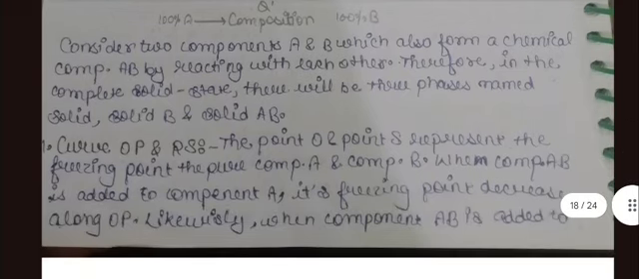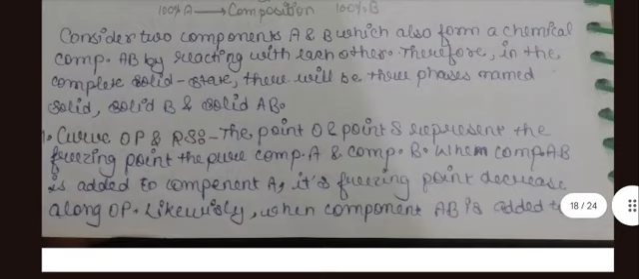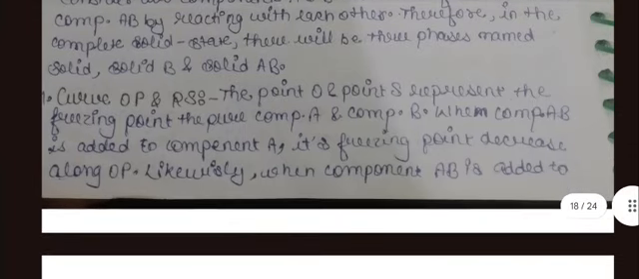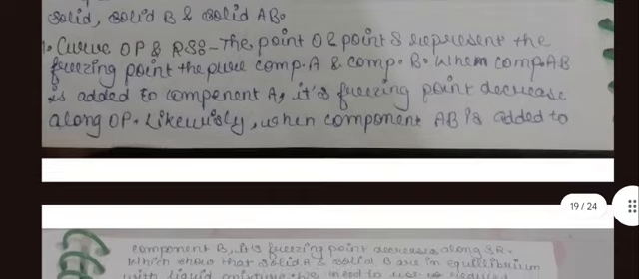Curve OP and RS. The points O and S represent the freezing points of pure compound A and compound B. When compound AB is added to compound A, its freezing point decreases along OP. Likewise, when component AB is added to component B, its freezing point decreases along SR. We show that solid A and solid B are in equilibrium with the liquid mixture.